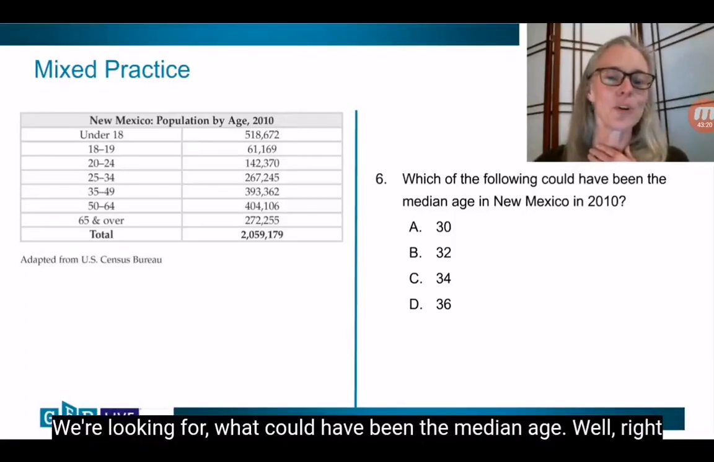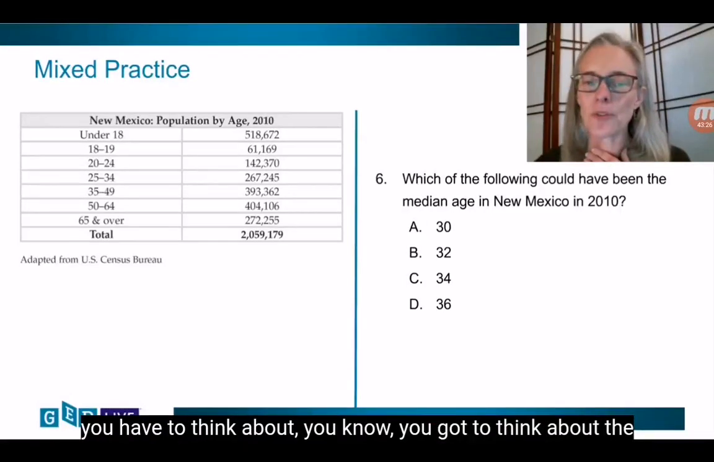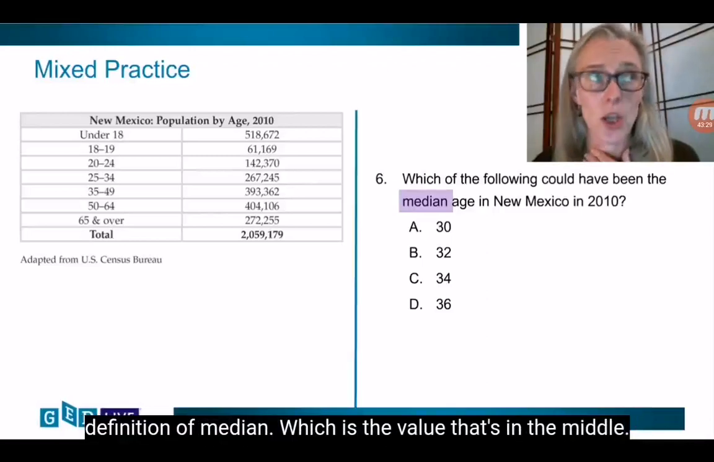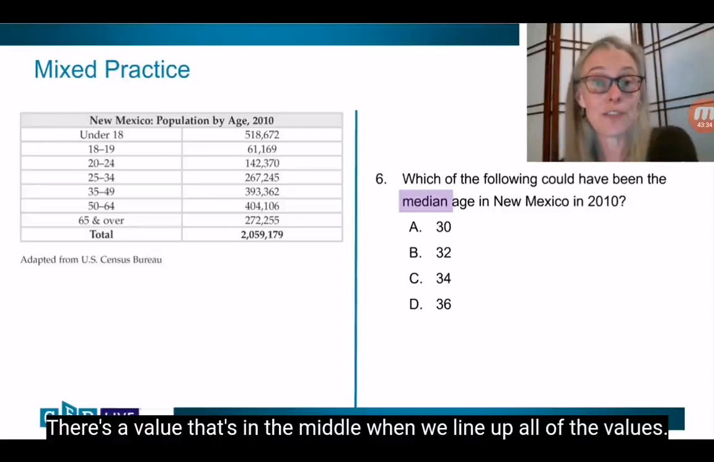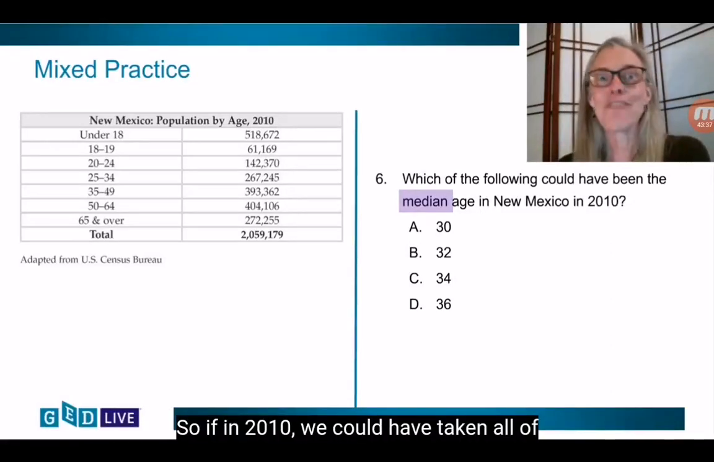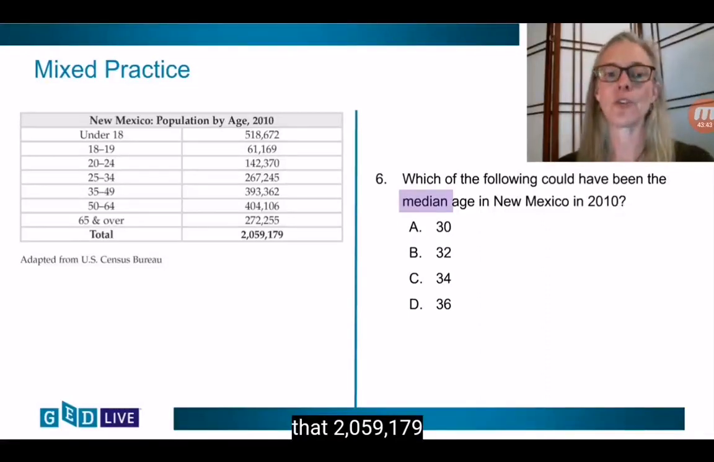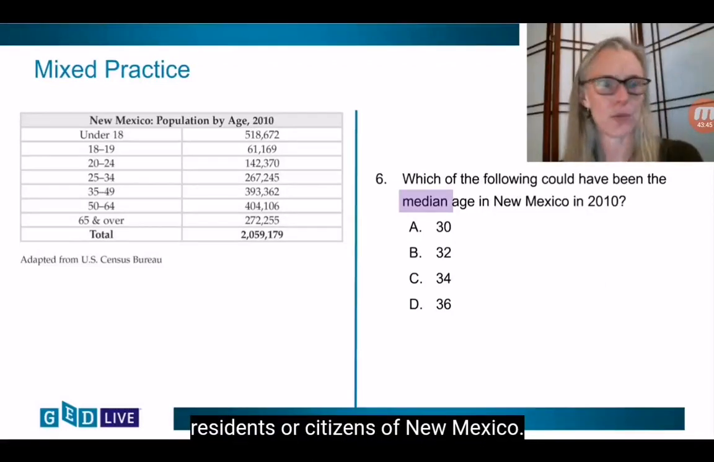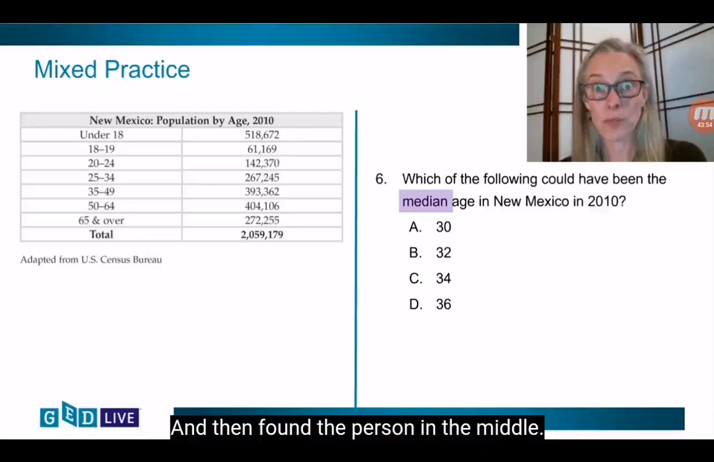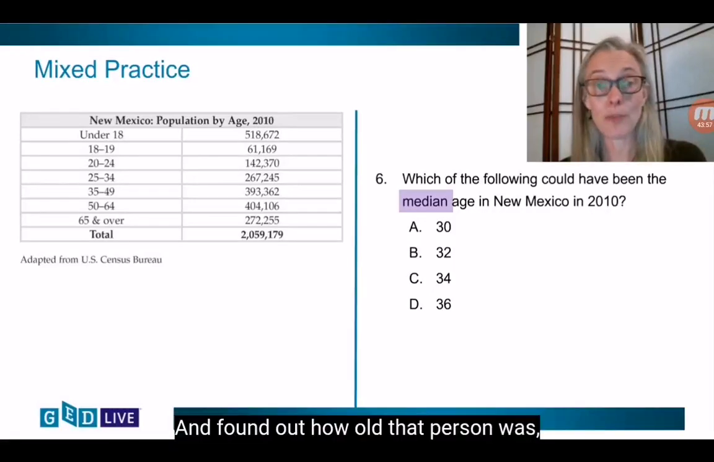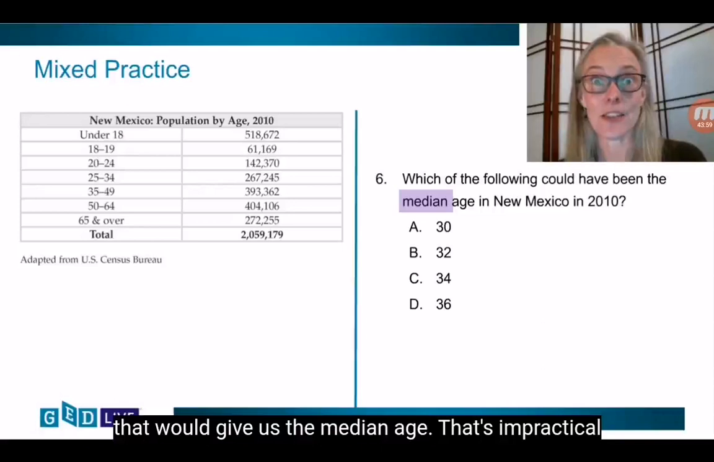So we're looking for what could have been the median age. You have to think about the definition of median, which is the value that's in the middle. There's a value that's in the middle when we line up all of the values. So if in 2010 we could have taken all of the 2,059,179 residents or citizens of New Mexico and lined them all up from youngest to oldest, and then found the person in the middle and found out how old that person was, that would give us the median age.